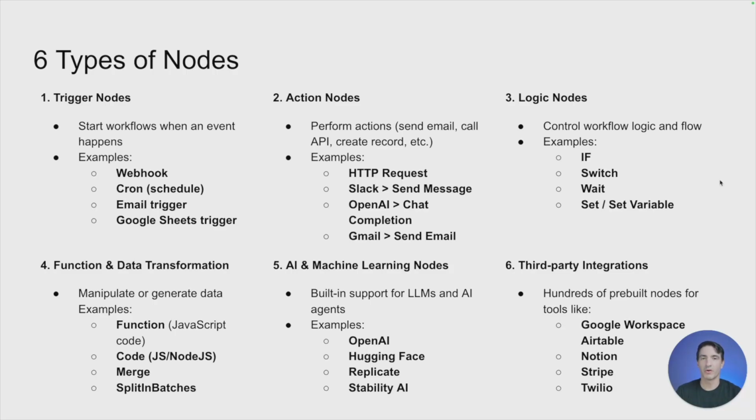Number 6, third-party integrations. There are hundreds, if not thousands, of now pre-built tools by certain third-party apps. You have all the big players, Google, Notion, Stripe, Twilio, and it really helps you build out your automations and agents a whole lot smoother because they're already ready to plug and play.